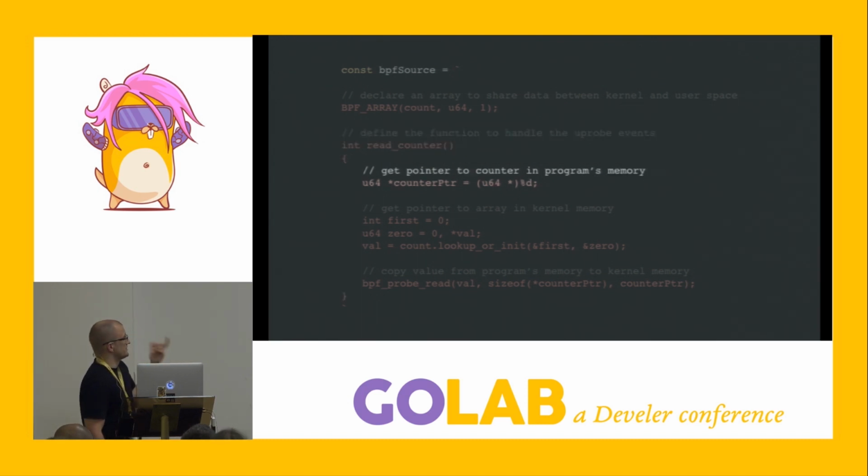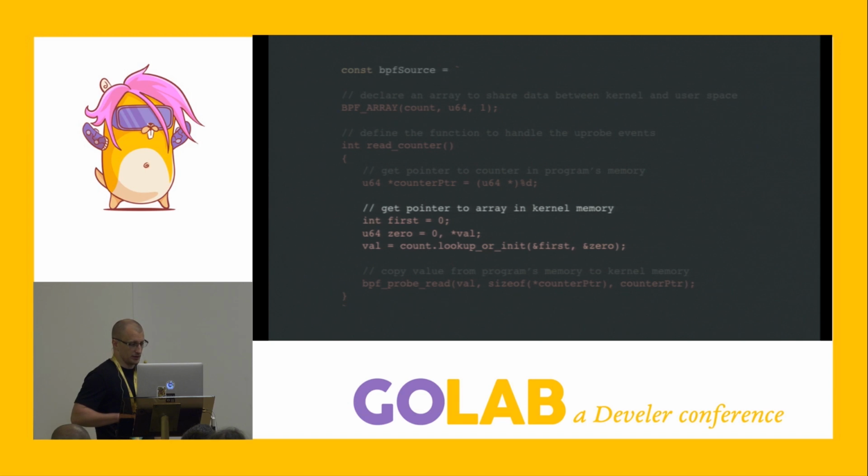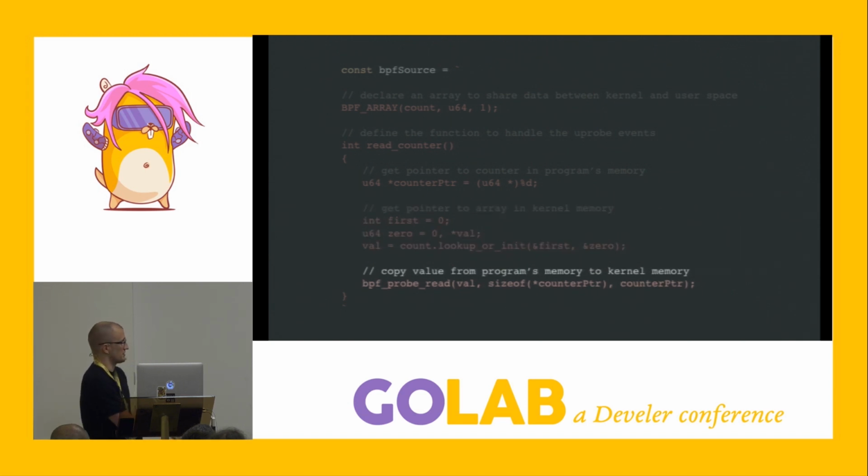We then need to find a pointer to user space memory where the counter is located, and we don't know this when we write the source code here, so I just did %d so that we can template that out at a later time. We then need to find the pointer in kernel memory where the value should be stored, and then we just copy from user space to kernel space.